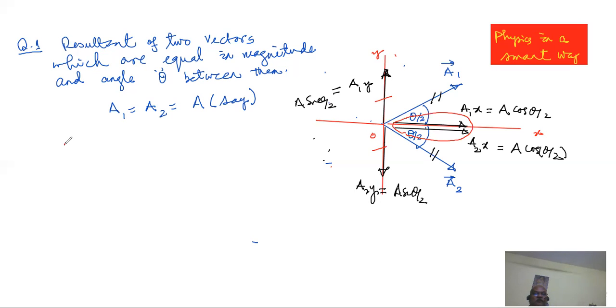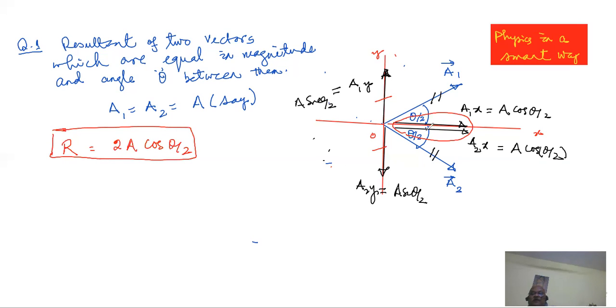So the resultant will automatically be A cos theta by 2 plus A cos theta by 2, that is 2A cos theta by 2. That is the resultant. And you can clearly see how simply, that means how quickly, we have arrived at the conclusion. And here we get visibility.